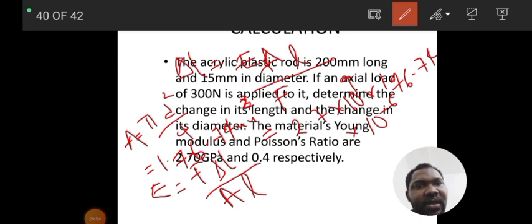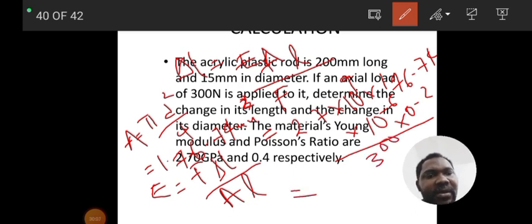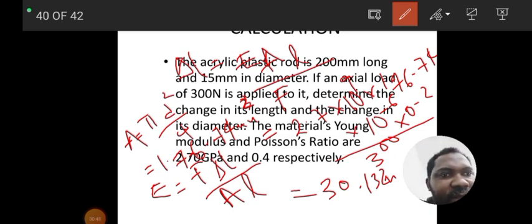Then the length is 200 millimeters. The 200 millimeters there means 0.2 meters. Okay, so everything divided by the force, which is 300. So let's calculate that. So we get the change in length to be 30.132 in meters. That value looks too big.